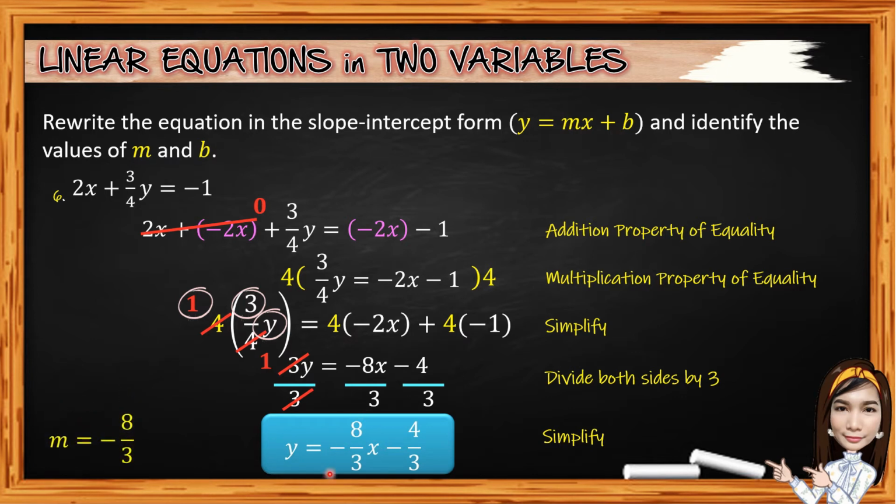where m is the coefficient of x, which is -8/3. Then, the y-intercept, or b, is -4/3.